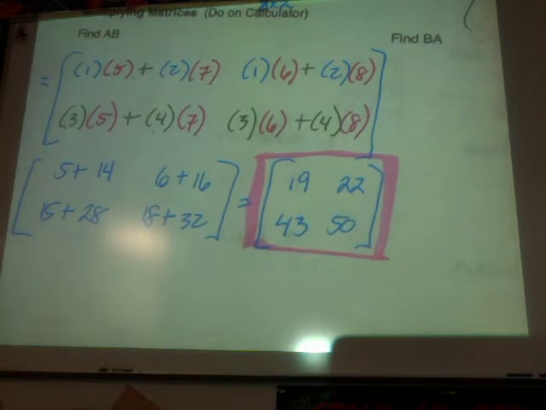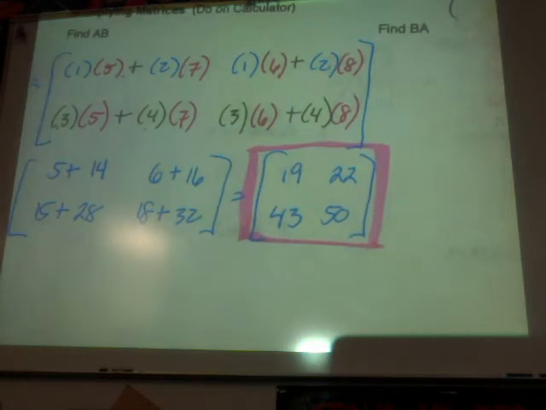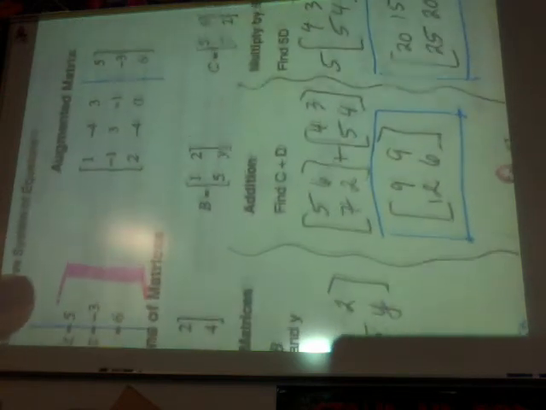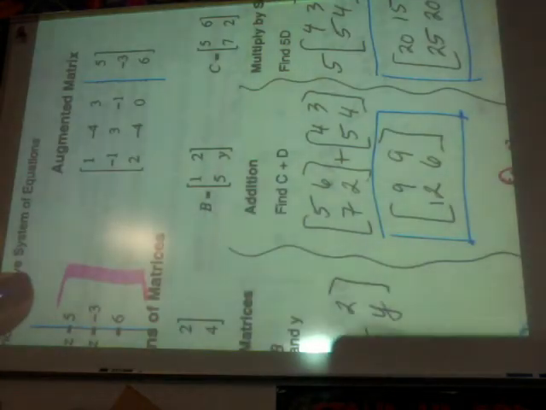So it's not any more difficult with a bigger matrix. It's just more work, and you might literally have to take your 8.5 by 11 paper and turn it sideways and do your work sideways so you have more room.